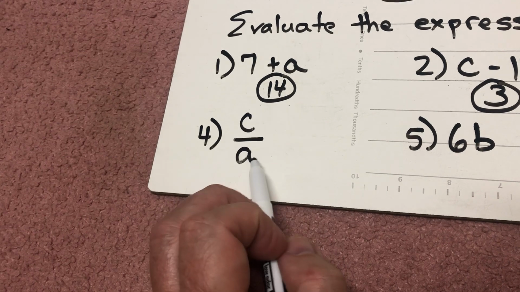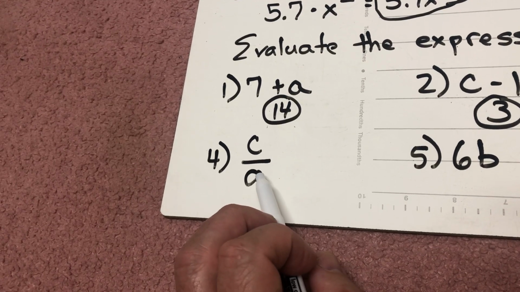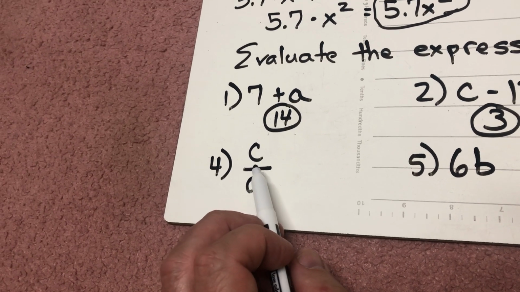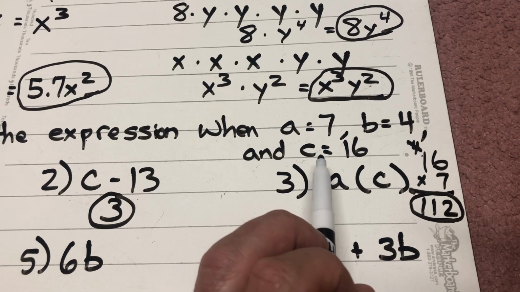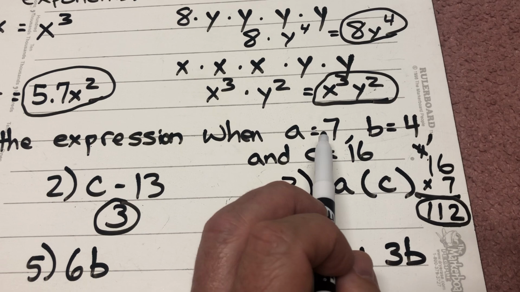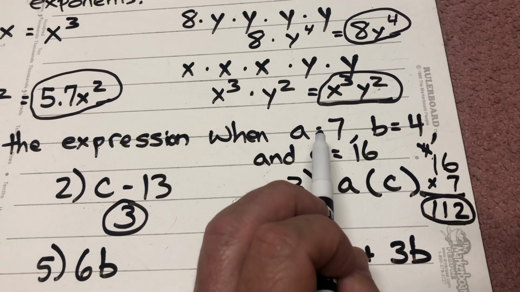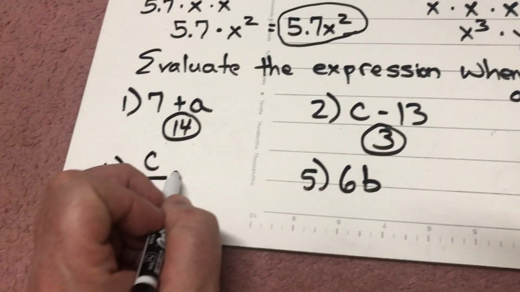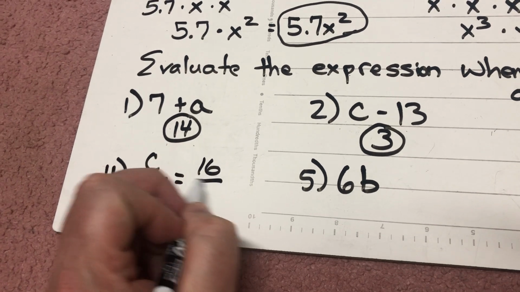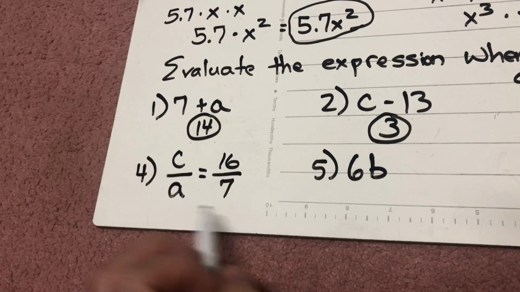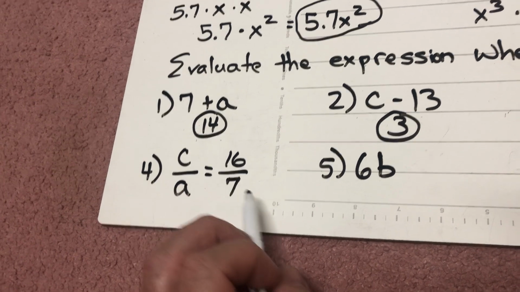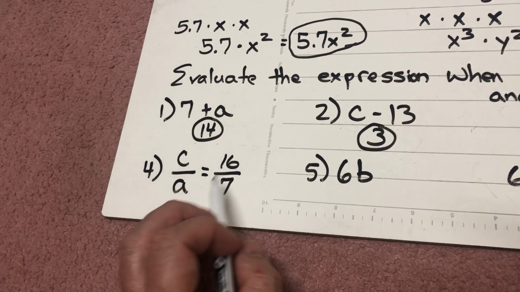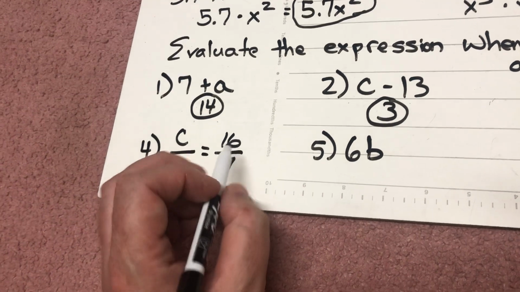Here this is c over a. Now remember, a fraction is just a fancy way of writing a division problem. C divided by a. 16 divided by 7. So I'm going to rewrite that as a fraction. 16 over 7. If that's in simplest form, I can just keep it that way, and there is no number besides 1 that can go into both 7 and 16.